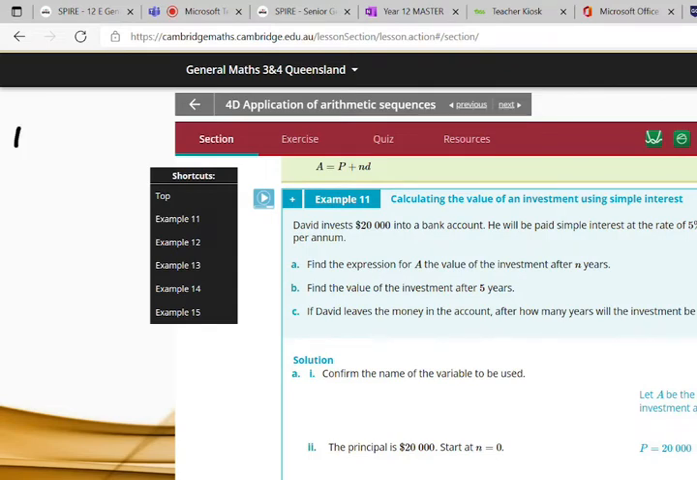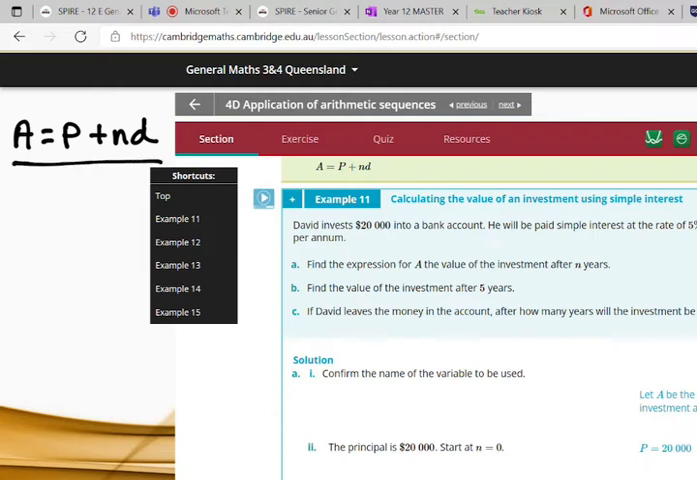So your formula is going to be the amount you earn equals the principal plus the number of years times your D, the difference. That's how much interest you earn, right? So we've got the principal amount added to the amount of interest that you earn, is basically what you're talking about here. So David invests $20,000 into a bank account. He'll be paid simple interest at a rate of 5% per annum, so 5% per year. Find the expression for A and the value of the investment after N years.